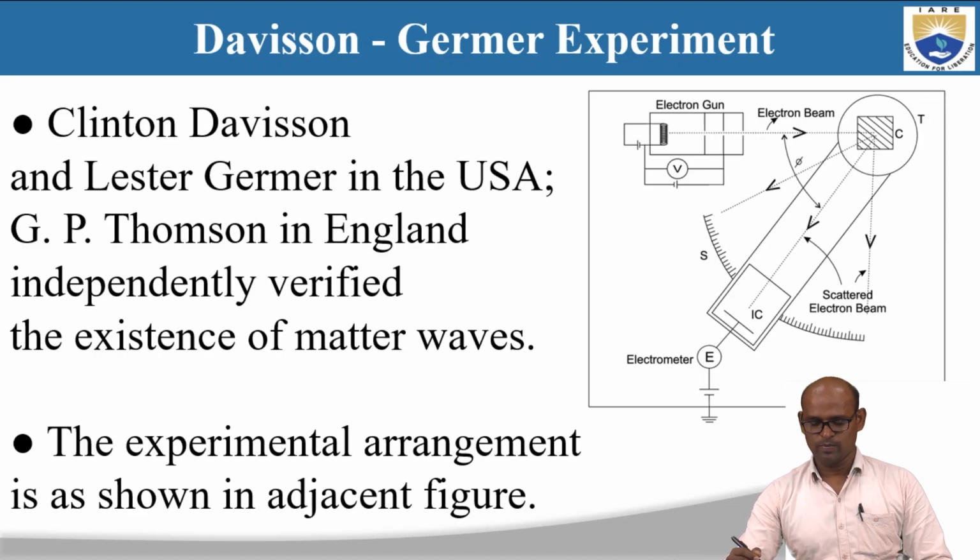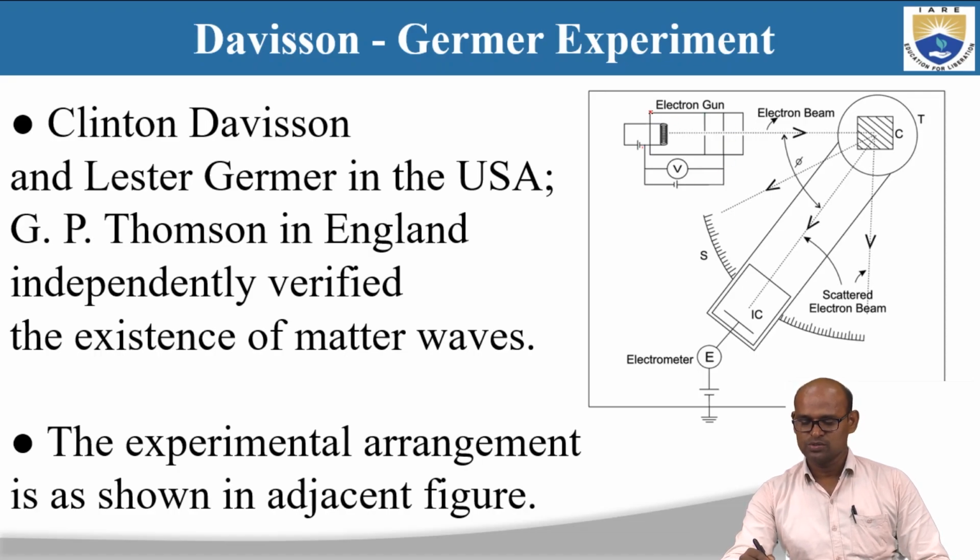In this experiment, you can clearly see that there is an electron gun. The electron gun is connected to a voltmeter. So we can shoot the electrons, and this is a target. T is a target. Here we are taking the target as a nickel crystal. By changing the potential, we can shoot a number of electrons. When the electrons are shot onto this nickel crystal, they are scattered in different directions.